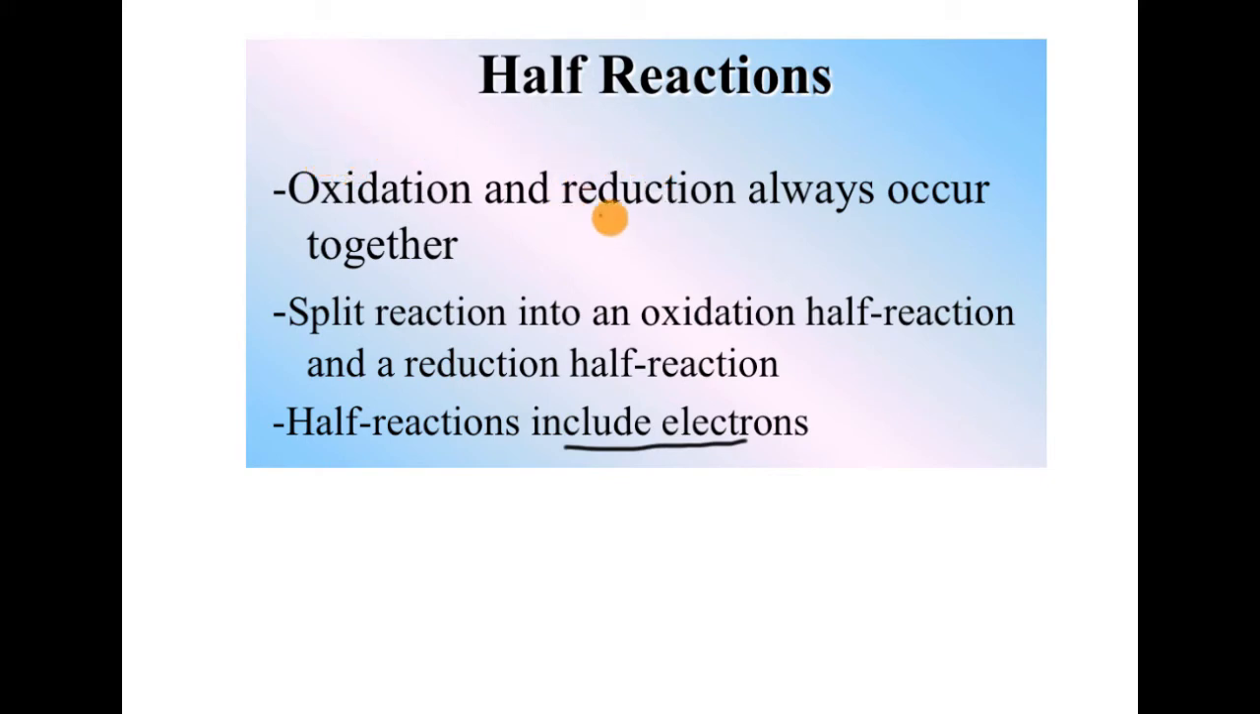How do I remember that? Because I want my charge, or my oxidation state, to be reduced. I want the oxidation number to go down, so therefore I have to gain a negative charge for that to happen. So reduction is the gaining of electrons.